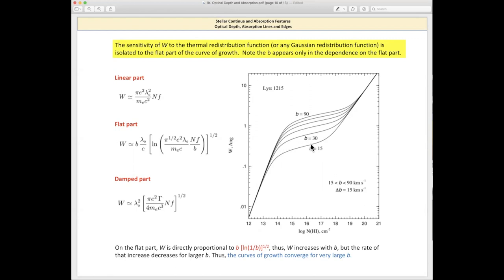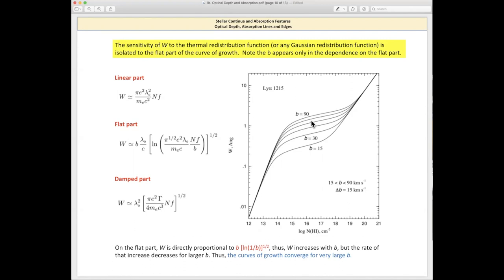But if you have a really hot gas so that the broadening function is very, very broad, let's say here 90 kilometers per second, this would be like 100,000 degree gas, you could see that the flattening happens out here around one angstrom.